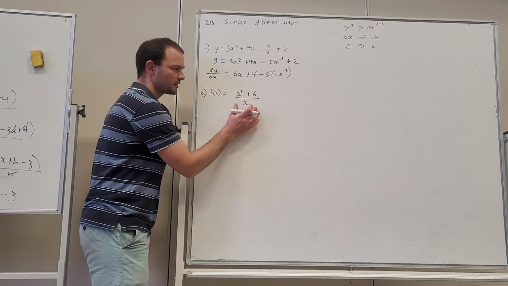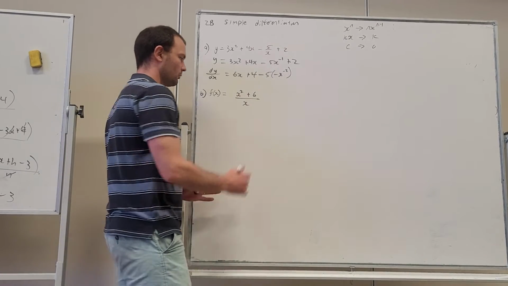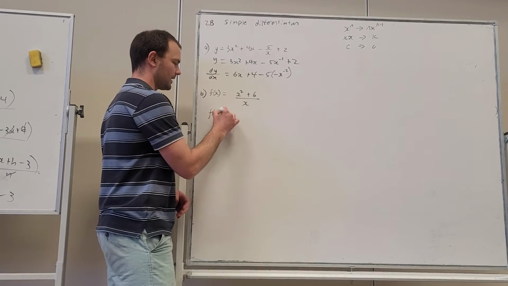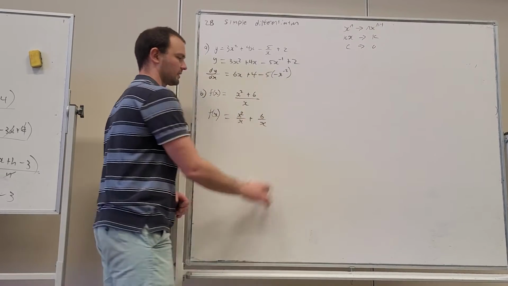Okay, when we're confronted with a problem like this, we want to split the denominator. So what that means is we're still going to have f of x. We're not changing it yet. That's going to be x squared on x plus 6 on x.